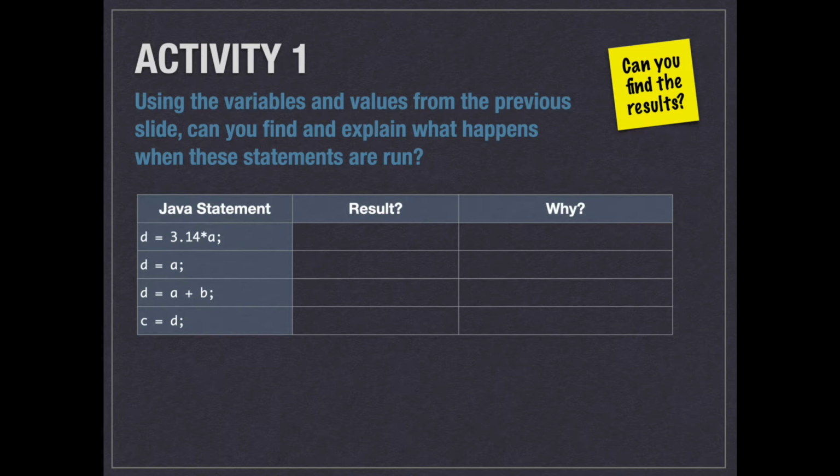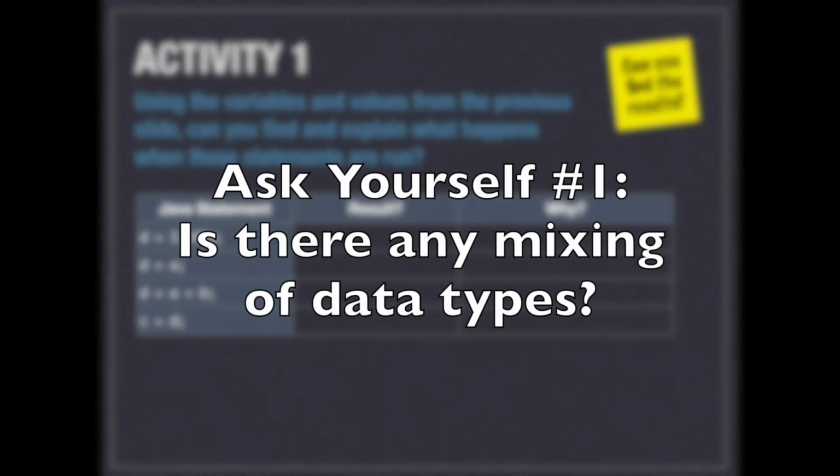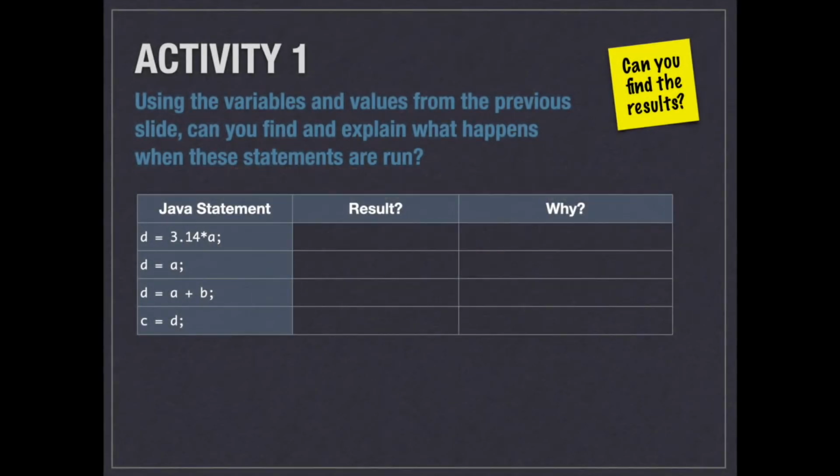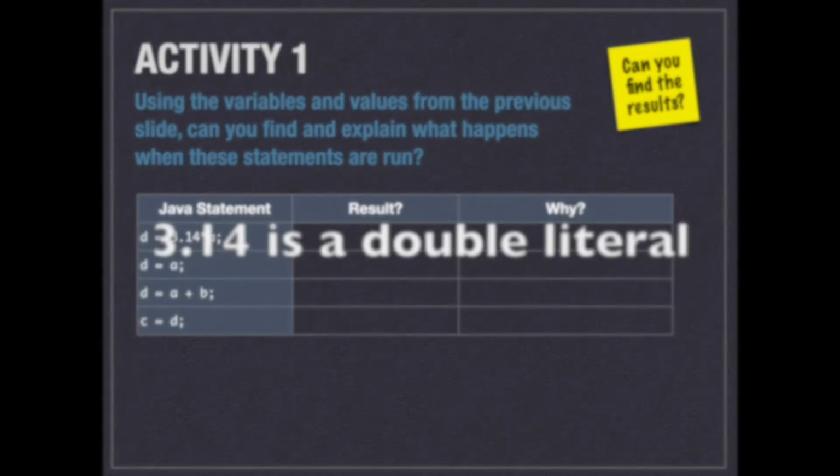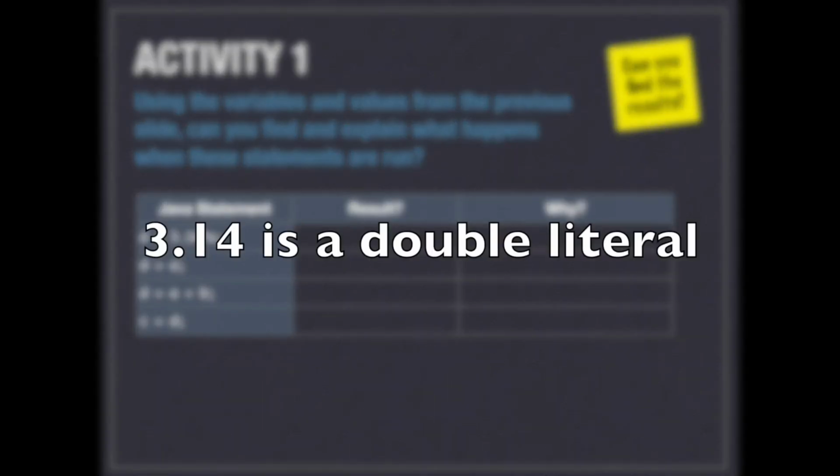So the way you think through something like this is first you ask yourself, is there any mixing of data types? Looking at it, 3.14, what's that data type? It's not specified, it's decimal. So the default for unspecified decimal literals is double. So 3.14 will be seen by Java as a double precision floating point number.